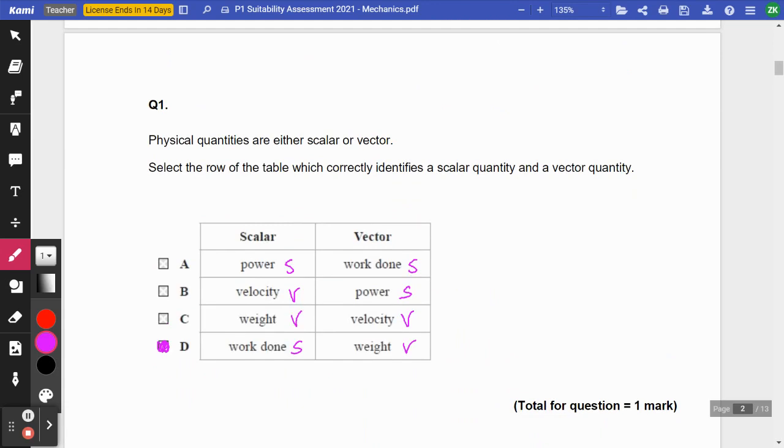So what we've got here, we start off with A. Power is a scalar, so that's right. Work done here is energy transferred, so energy is a scalar as well, so A is incorrect. Velocity is a vector, and power is a scalar, so these two are the wrong way around. Weight is a vector and velocity is also a vector. They both have direction, so that's not right. And the last one, work done, energy, that's a scalar. Weight has direction downwards, that's a vector, so the answer is 1.